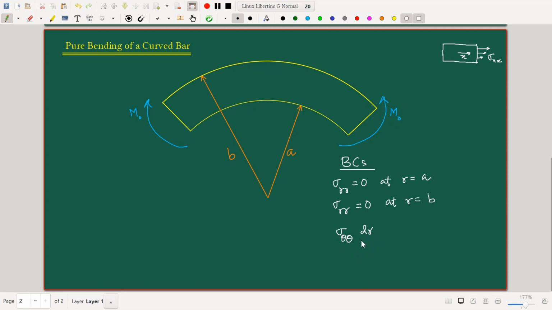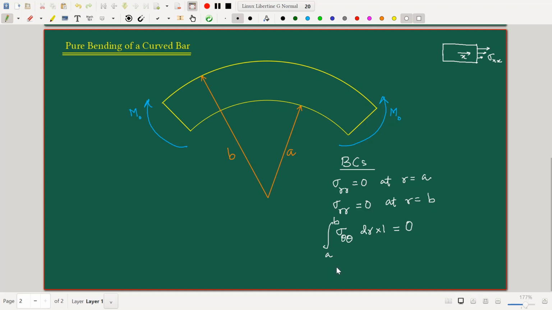So sigma theta theta here has to be integrated over r, considering these kinds of elemental strips of thickness dr, where we also understand that into the plane of the screen we have a width equal to 1, and this integration has to be carried out from r equal to a to r equal to b, and that result is going to be equal to 0.